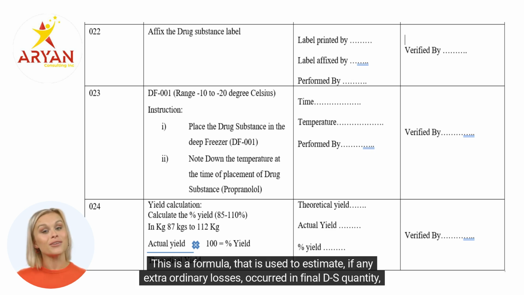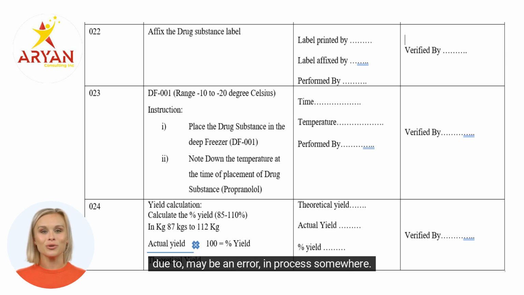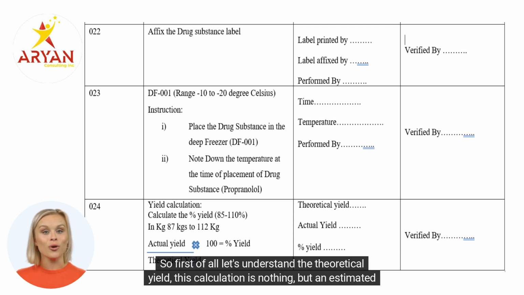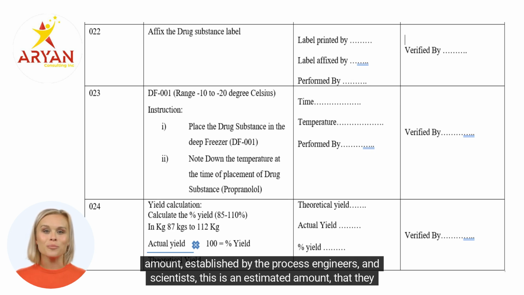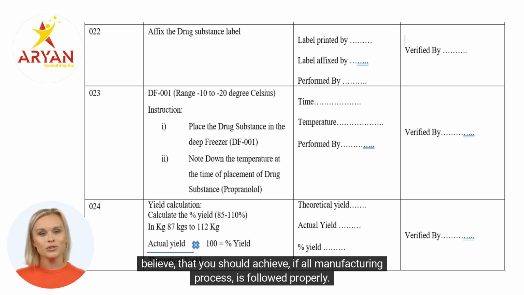This is a formula that is used to estimate if any extraordinary losses occurred in final DS quantity due to maybe an error in process somewhere. So first of all, let's understand the theoretical yield. This calculation is nothing but an estimated amount established by the process engineers and scientists. This is an estimated amount that they believe that you should achieve if all manufacturing process is followed properly.